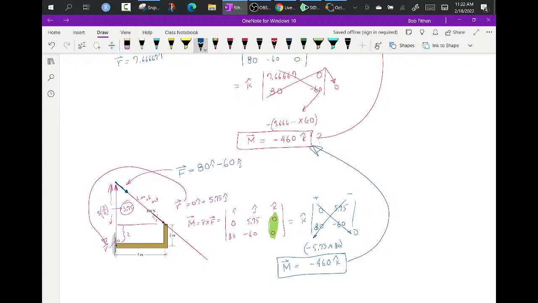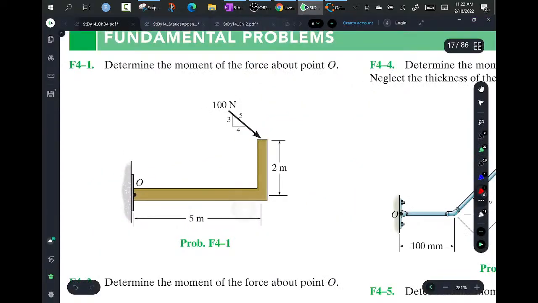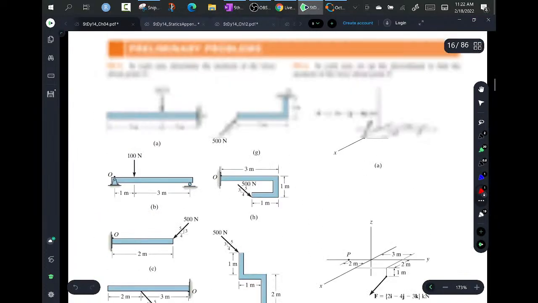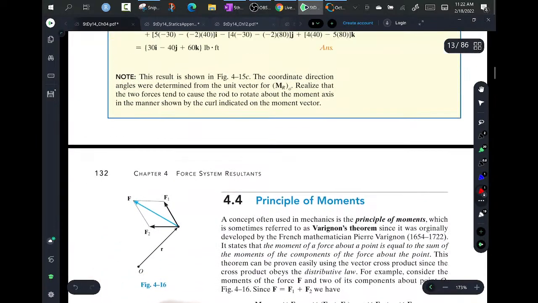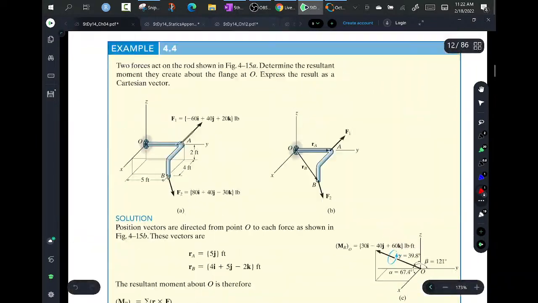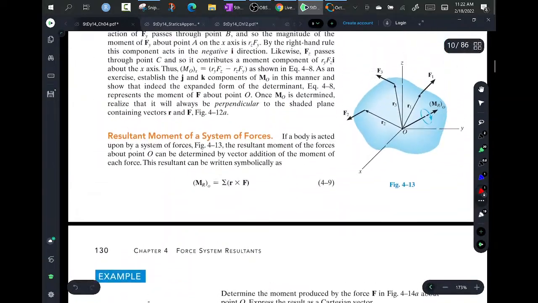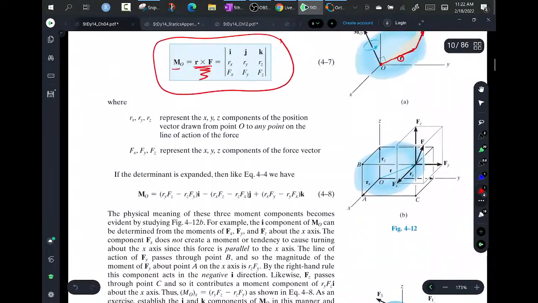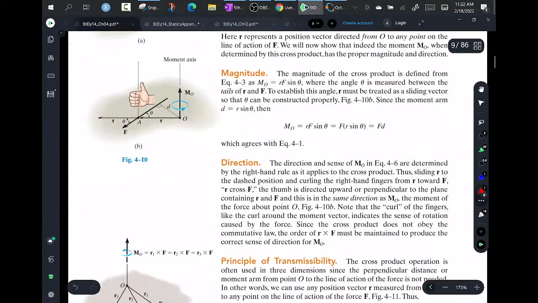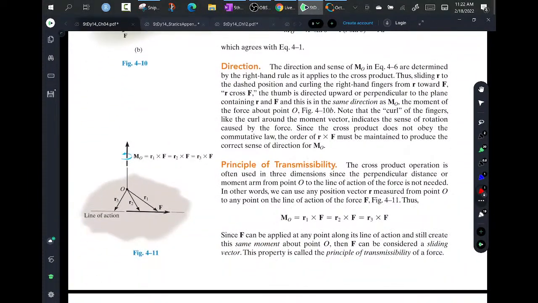So what does this mean? This means there is a rule in the book that I skipped over, but now I have kind of proven. Let me see if I can find it. It may be in this section, it may be in the next section. Okay, principles of transmissibility. Here it is. So what does this mean?